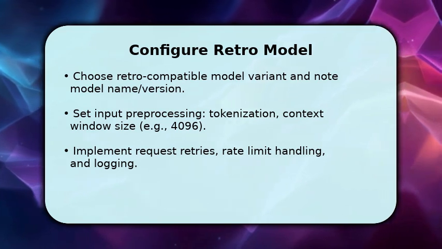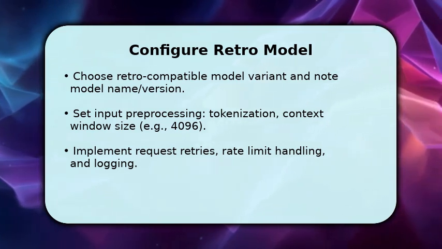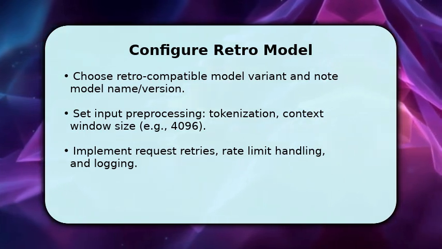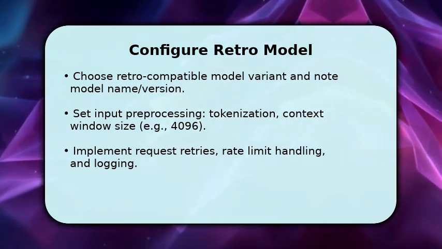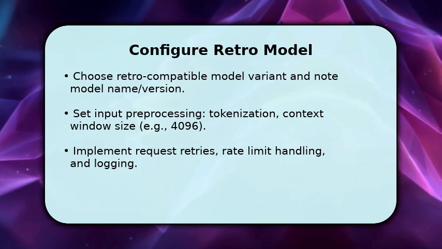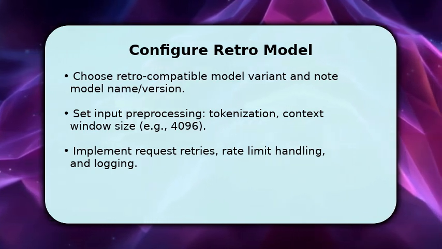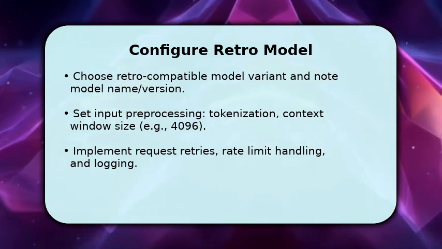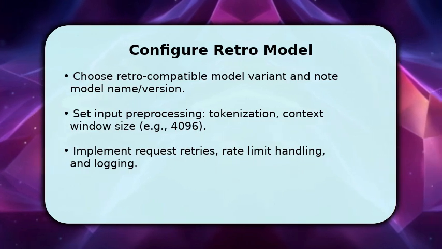Then implement tokenization and any chunking logic so vectors and metadata align. This prevents mismatch errors. Make sure to add robust retry logic and rate limit handling because network hiccups break long retro runs. Also enable structured logging so you can trace retrieval hits versus misses during evaluation and tuning.